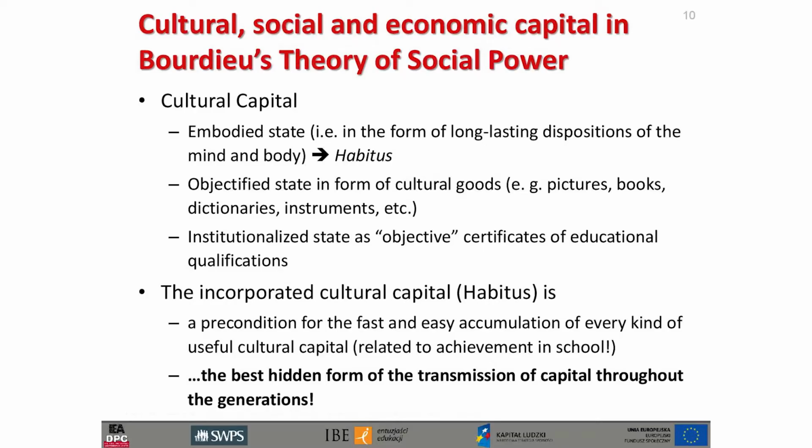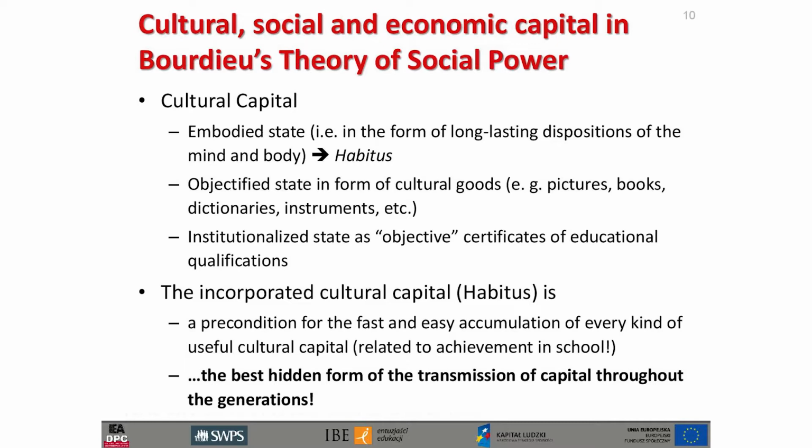Probably the more interesting capital form in a school context is the cultural capital. And it can have three different states. The one is the embodied state, which is also defined as habitus by Bourdieu. It is also a very widespread concept. And he defines this state as a form of long-lasting dispositions of the mind and body. And this is the form of capital which is the most difficult to accumulate. Then there's the objectified state in the form of cultural goods, like pictures, books, dictionaries, instruments, etc. And the institutionalized state as objective certificates of educational qualifications.